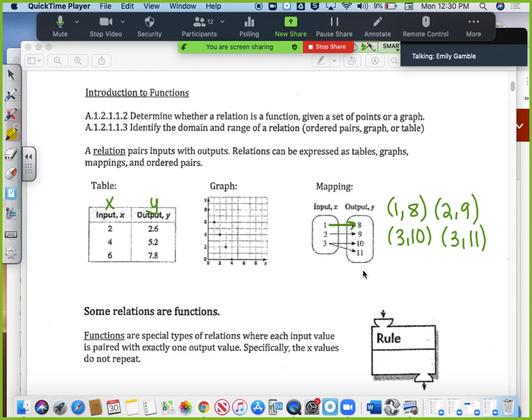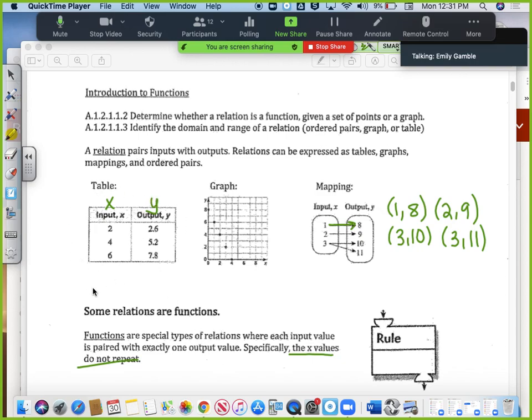So mapping diagrams show you what input is paired with what output, and you can create ordered pairs from these. All of these examples are called relations. Relations are sometimes considered functions. So the next vocabulary word that we're going to talk about is a function. Functions are special types of relations where each input value is paired with exactly one output value. That means the x values do not repeat. Functions only occur if the x values do not repeat.